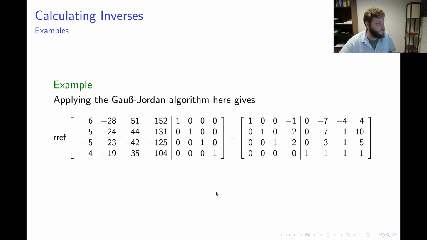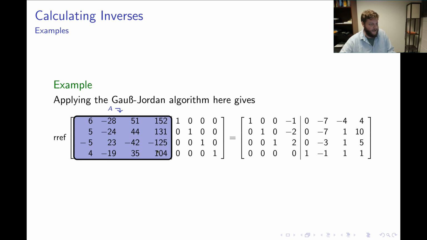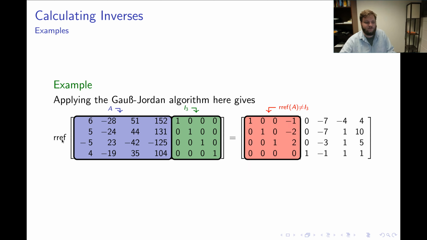Here's another example. In this example, I was studying a 4 by 4 matrix A. I was curious whether or not it was invertible, so I augmented with the identity matrix and applied the Gauss-Jordan algorithm to reduced row echelon form. This time, I found that the reduced row echelon form of my 4 by 8 augmented matrix was definitely not equal to the 4 by 4 identity matrix.